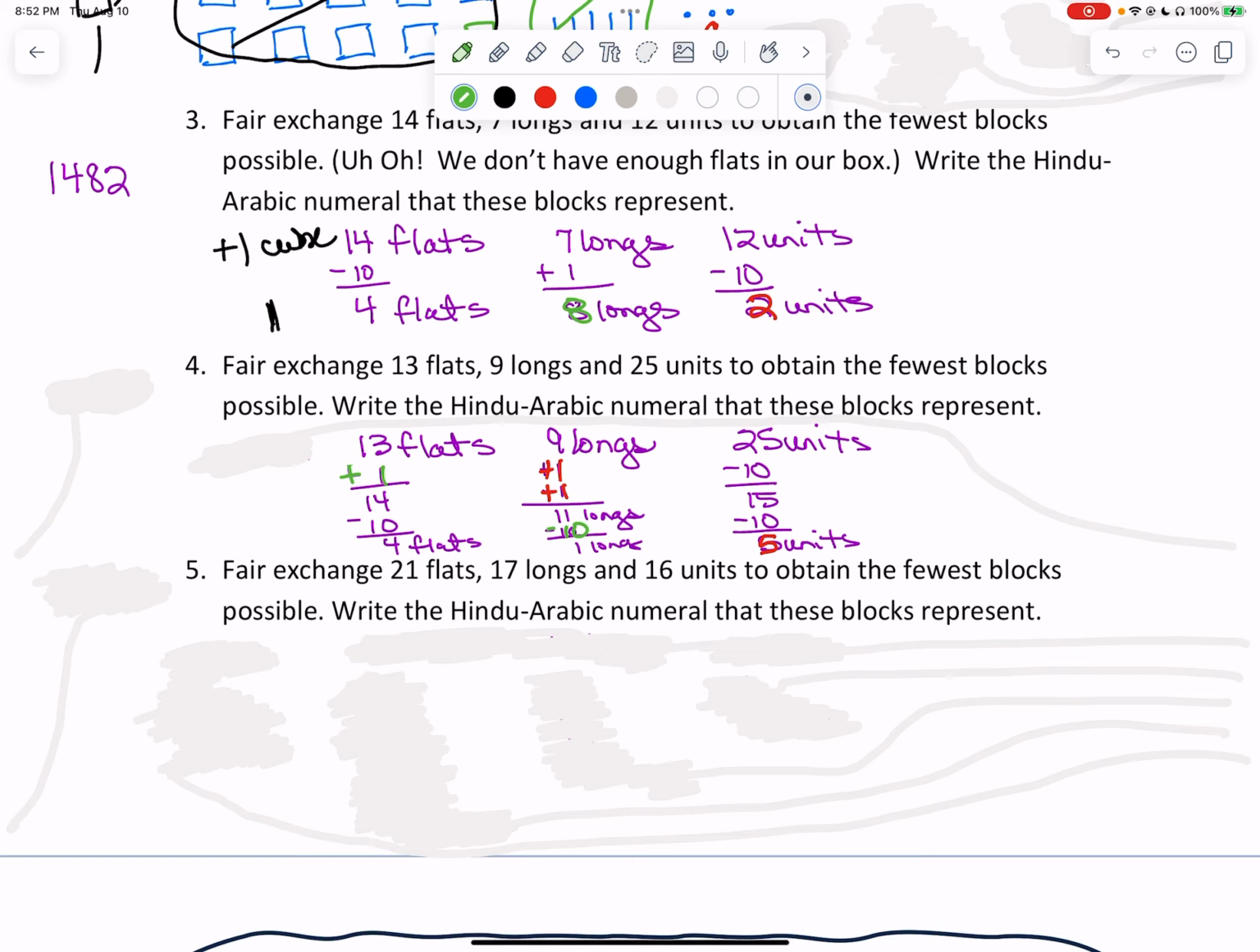So then I've got 14. So I need to trade out 10 of those flats for what? We got to trade it out for a cube, right? For 1 block. Oh, I told you I was going to call it a cube. Anyway, it's called a block, but I sometimes call them cubes. So now we just see what we have left. We've got a 1, a 4, a 1, and a 5. So there's our final answer.